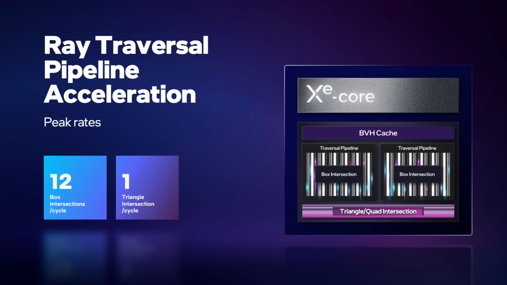Let me go ahead and give you a couple of peak rates. So if you think about it, we do 12 box intersections per cycle, and we do 1 triangle intersection per cycle per core. So depending on your clock rate, do the math. How many XE cores, what's your frequency? You can get to the peak box intersections per GPU, and triangle intersections. I just didn't put it on here because we don't really want to talk about our final clocks and how many cores and all this stuff. That'll come later. But think about it for the ray traversal pipeline acceleration peak numbers.